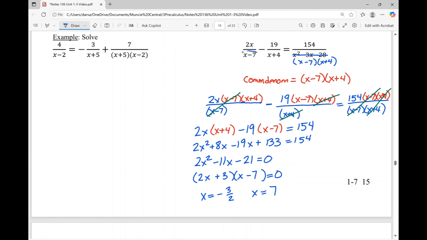Negative 3 halves: if I plug negative 3 halves into x minus 7, do I get a 0 in a denominator? No. If I plug negative 3 halves into the original equation where there's an x plus 4, do I get a 0 in the denominator? No. So that answer is actually a good answer, and we can keep it as one of our solutions. But what happens when I plug 7 into this first fraction? I get 2 times 7 over 7 minus 7, which is 14 divided by 0. Are we allowed to divide by 0? No. So this is what we call an extraneous answer.